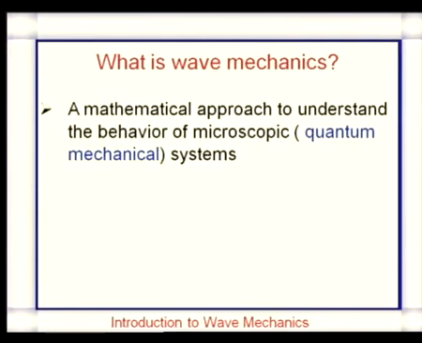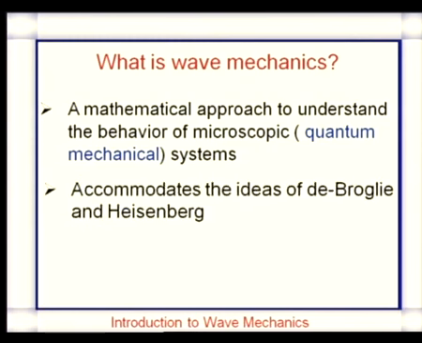Now, what is this wave mechanics? Wave mechanics is a mathematical approach that is used to understand the behavior of microscopic particles, which I've been talking about again and again, atoms and molecules. Essentially, it accommodates the two big inadequacies of Bohr's model. It brings in the ideas of de Broglie, which is why it is called wave mechanics, so it is inherent that we talk about the wave nature of the electron. And we will find later on that it intrinsically accommodates Heisenberg's principle as well.